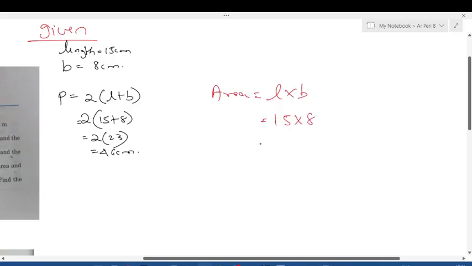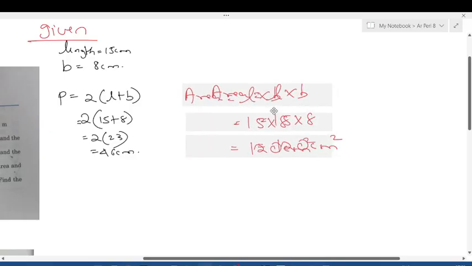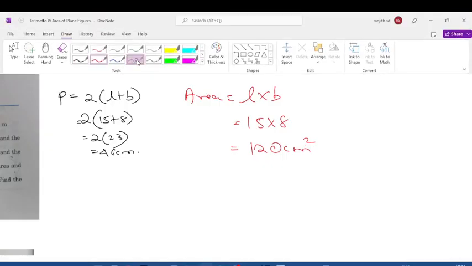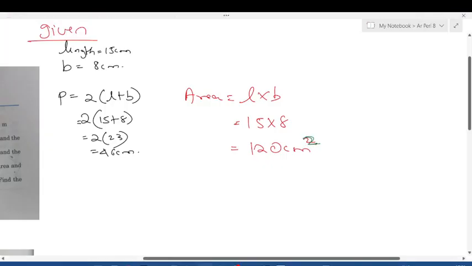15 into 8. How much is 15 into 8? Centimeter or centimeter square? For area, what did I tell? It should be centimeter square, right? This 2 you call it as square, students. 2. Look at the difference. Next, diagonal.